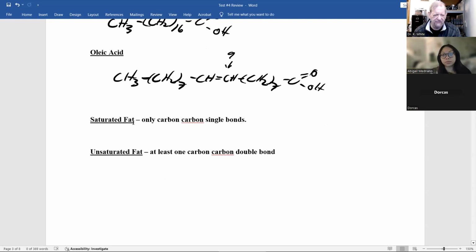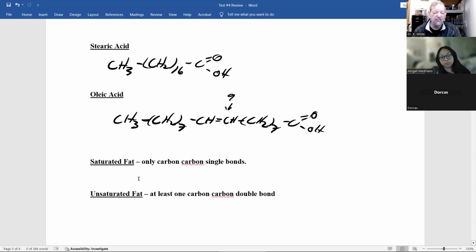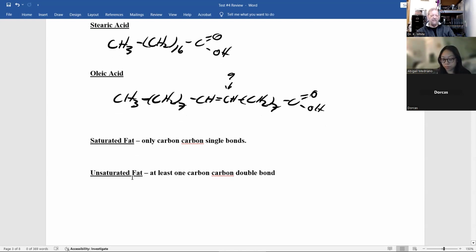Now, as I said earlier, stearic acid is a saturated fat, or I should say, comes from a saturated fat. And you should know a saturated fat, and this is important, has only carbon-carbon single bonds. Don't say only single bonds, because it has a carbonyl, 3 of them, and that's a carbon-oxygen double bond. But a saturated fat has only carbon-carbon single bonds. An unsaturated fat has at least 1 carbon-carbon double bond. Mother Nature never anywhere did triple bonds.